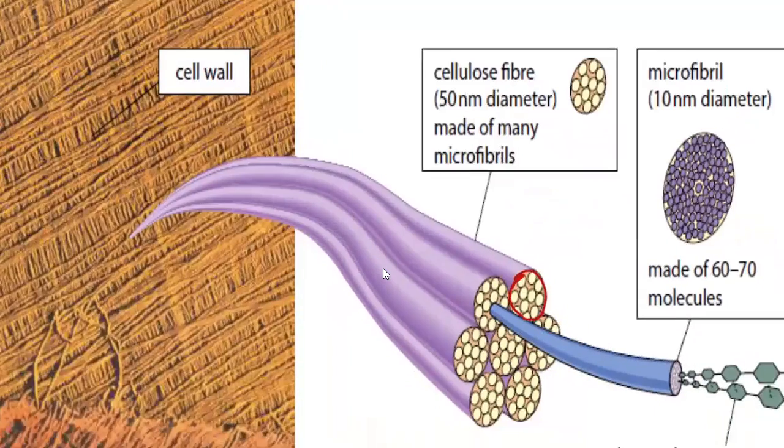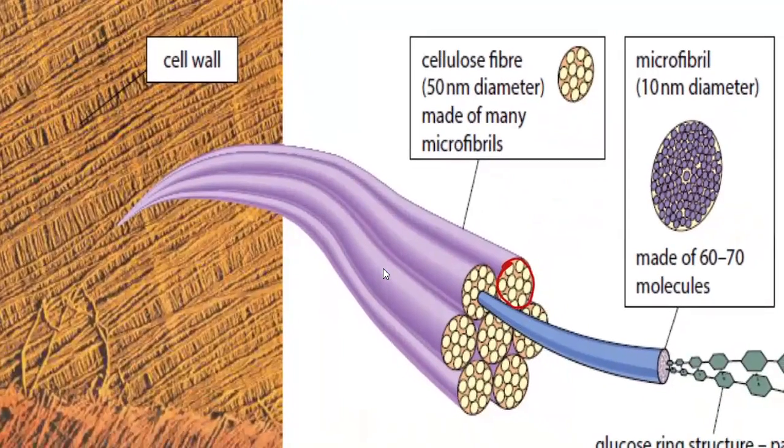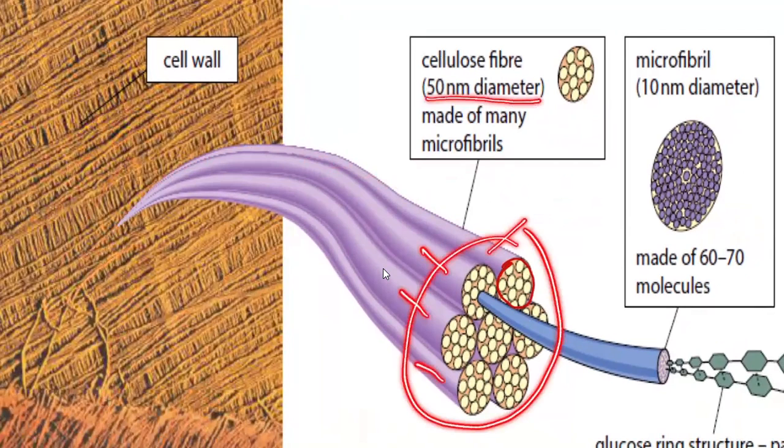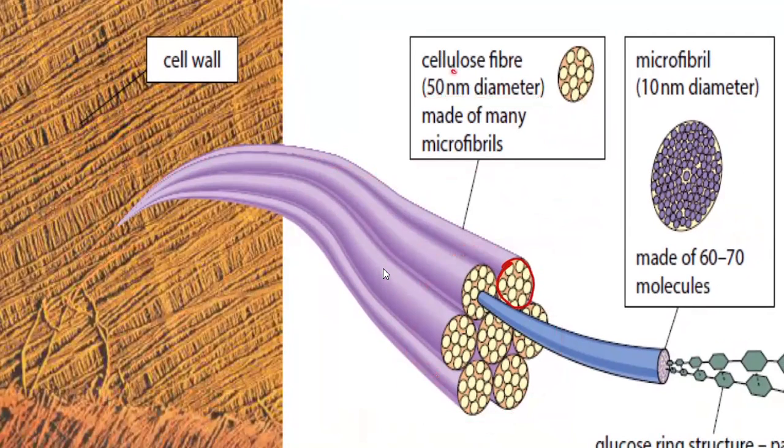If I pick up one cellulose fiber, you can see so many cellulose fibers over here. If I pull up one of these cellulose fibers and zoom into it, I will see that one cellulose fiber is made up of many microfibrils. For example, one microfibril, two, three, four, and together the diameter is so small, it's 50 nanometers, right? So one cellulose fiber, which is 50 nanometers in diameter, is made up of so many microfibrils.